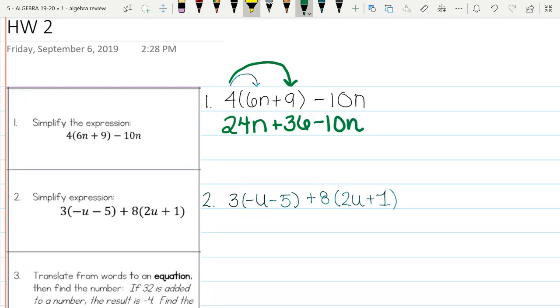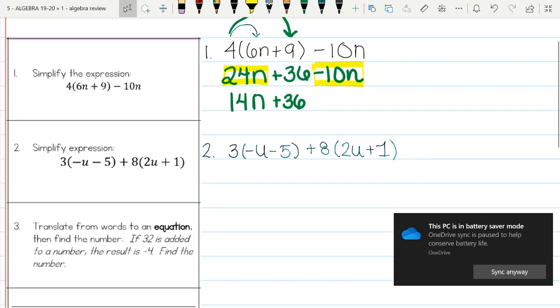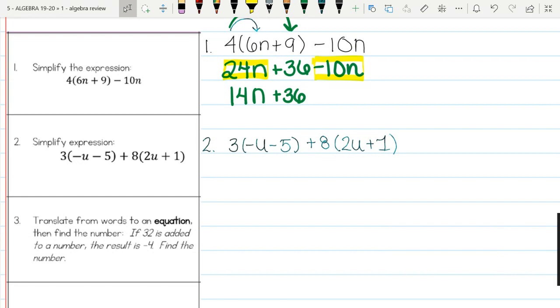Last but not least, I just have to combine like terms. So my like terms here are 24n, and remember, I'm going to highlight the minus 10. 24 minus 10 is 14n, and then I'll just copy down that 36. All right. Next. Don't mind that. I don't know how to get that to go away. Oh, there it goes. All right. So on to number 2.